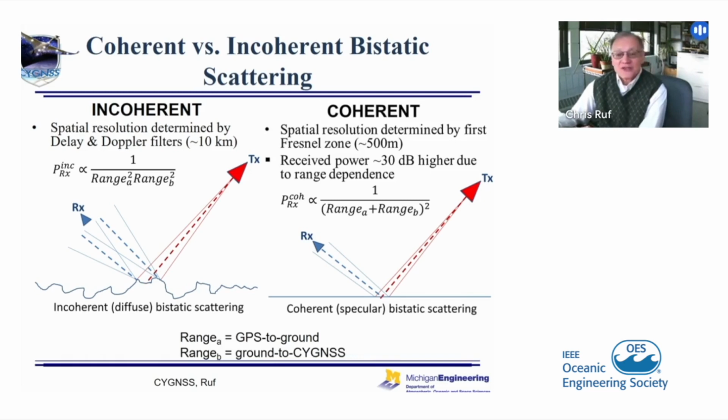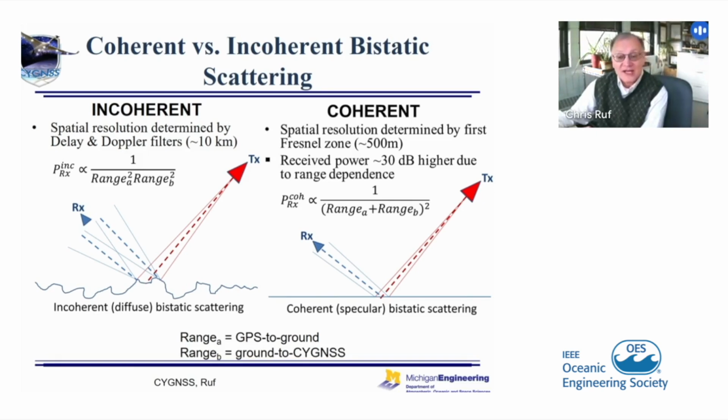And if you plug in the numbers for the difference in this range versus this range dependence, the difference is about 30 to 33 dB. So it's about 1,000 to 2,000 times stronger, the signal over inland water, than it is over the ocean or over land.